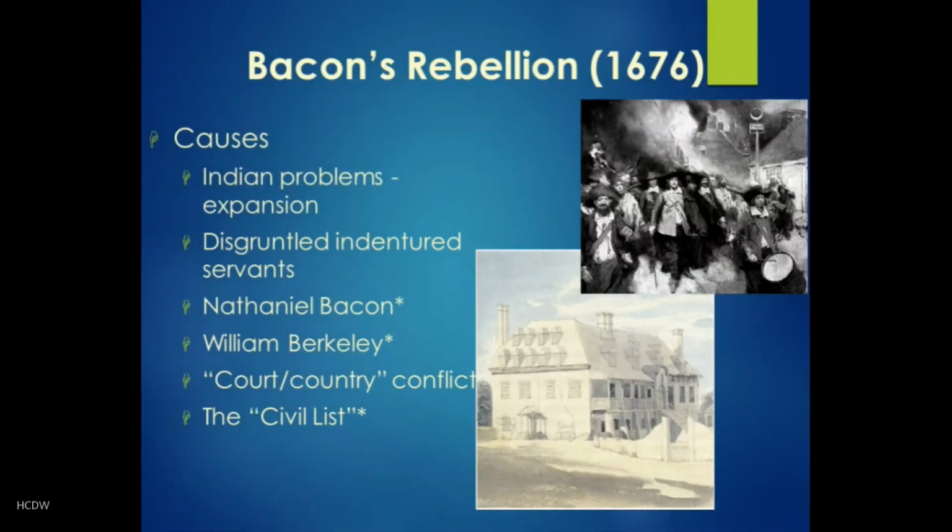So Bacon's Rebellion really is rooted in two of the primary conflicts that existed in colonial Virginia at that time. One was conflict between the English settlers and Indians at the frontier. The other was an internal conflict between new migrants versus older, well-established settlers.